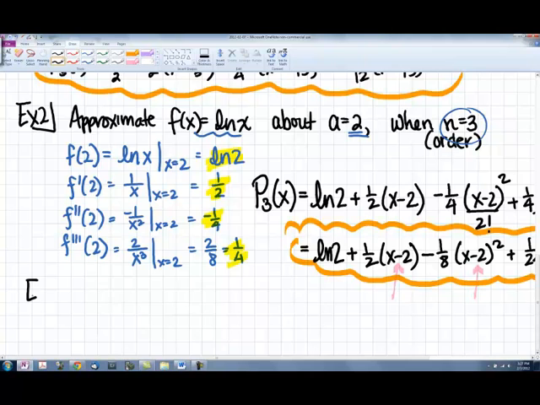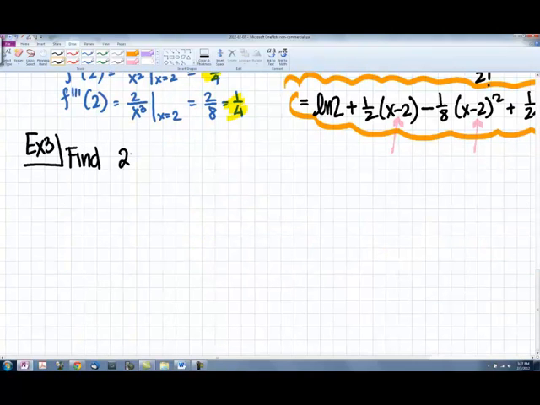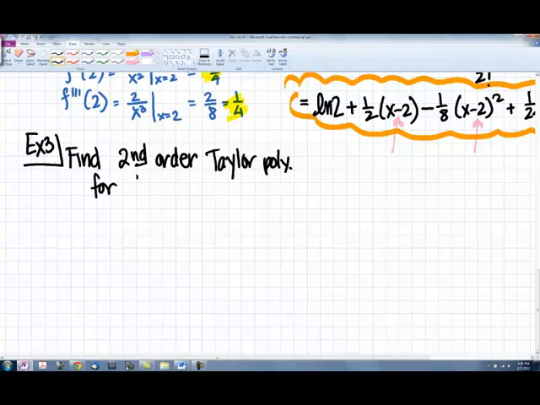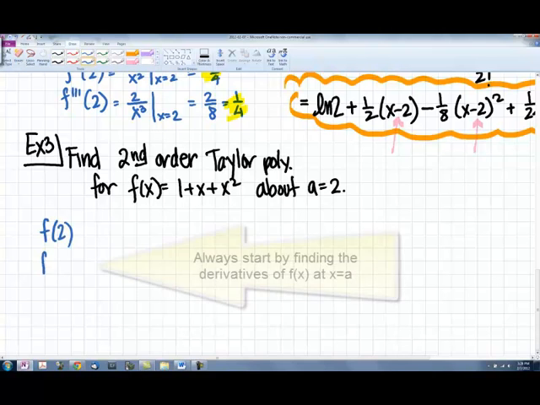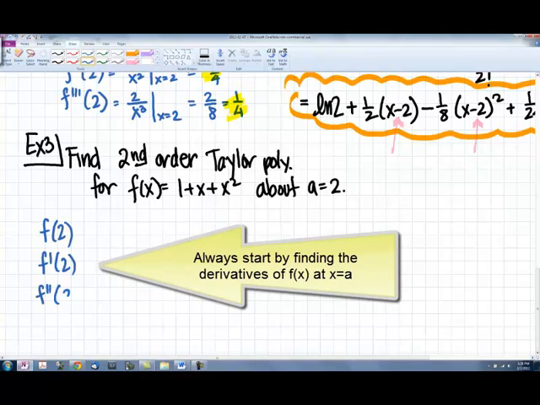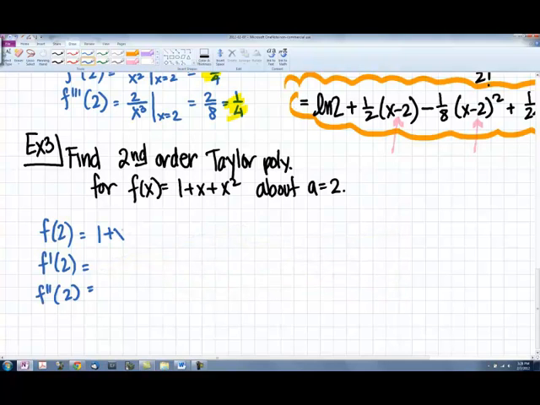We have example 3. We are going to find the second order Taylor polynomial for f of x equals 1 plus x squared about a equals 2. F of 2, f prime of 2, and f double prime of 2. Second order means we go up to the second derivative. So f of 2 is going to be 1 plus x squared, evaluated at 2, so 1 plus 2 plus 4, or 7. And then f prime of 2 is going to be 1 plus 2x, which gives us 5. And then f double prime is just going to be 2.